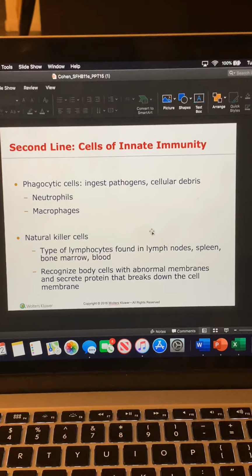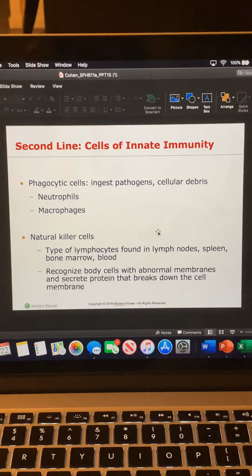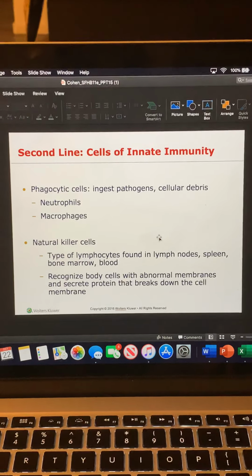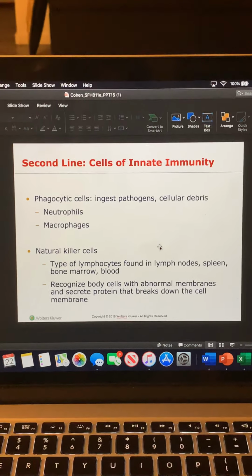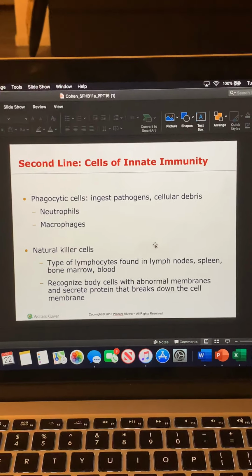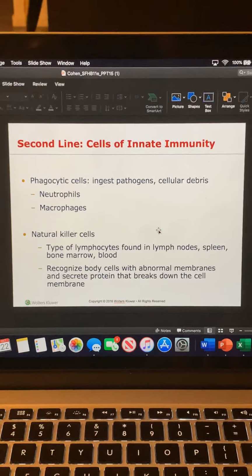Second line, we're going to talk about they ingest pathogens, cellular debris. So you've got your neutrophils and your macrophages and your natural killer cells. Natural killer cells are pretty awesome because they only look for whether you're a friend or your foe. So do you belong to us or don't you? And if you do, great, we'll let you slide. And if you don't, they go after you on sight. So that's pretty amazing.